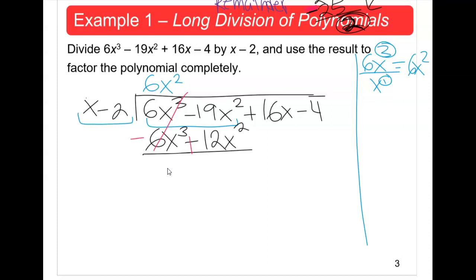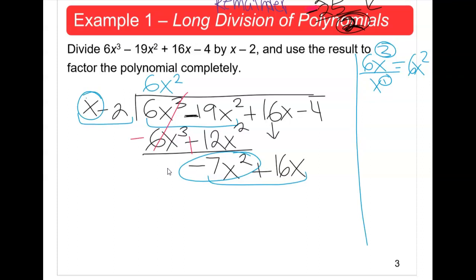And here we have positive 12x squared minus 19x squared. So we keep the sign of the difference negative, because negative 19 has a bigger absolute value. And the difference between 19 and 12 is 7. So negative 7x squared. Then we drop the next term, which is plus 16x. Now we're going to do the same, take these two terms, but we're only going to divide the first one by x. So if we have negative 7x squared and we divide by x, we're going to subtract 1 from the exponent as well, so that will be x.